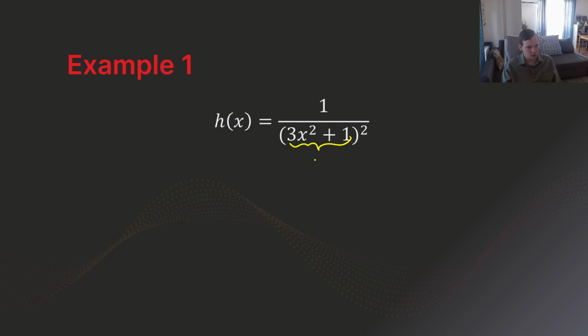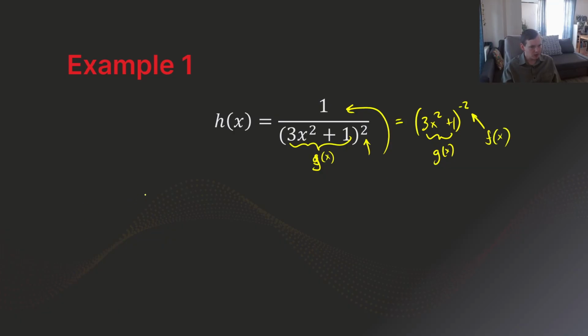3x squared plus 1 is our innermost function, so I'll call that g of x. Then that we can look at as being squared. And then this thing squared we can look at as being in the denominator. But what I'm going to do is actually rewrite this first as 3x squared plus 1 to the negative 2, because then it's just two levels. It's g of x in here, and then f of x is the x to the negative 2 power.